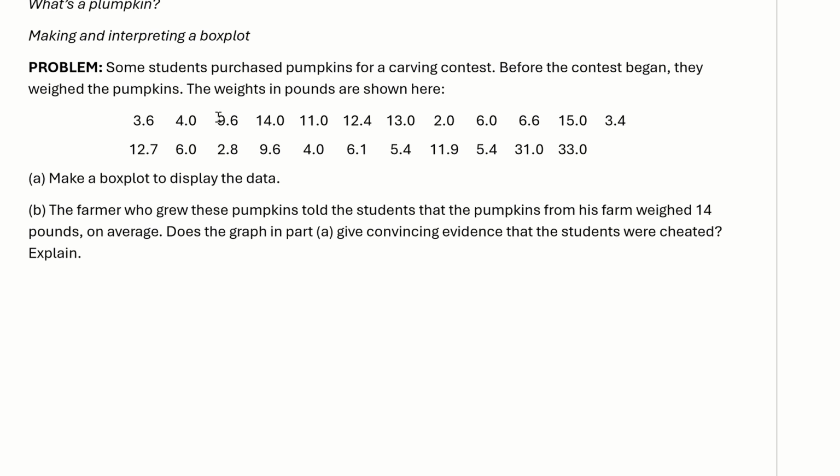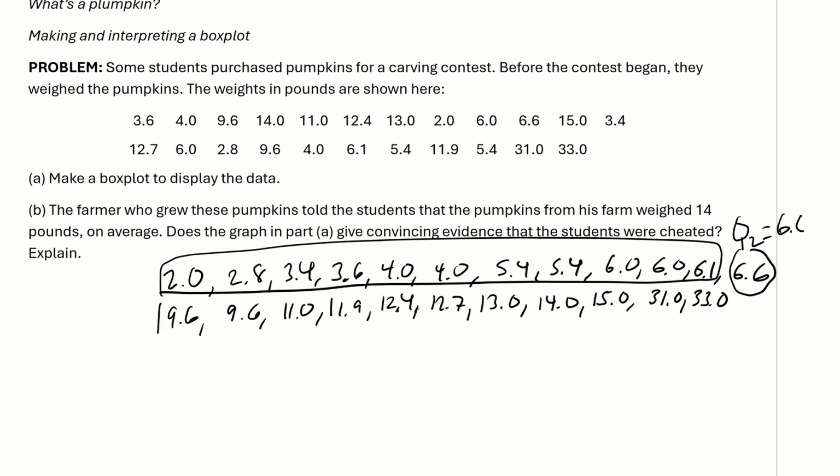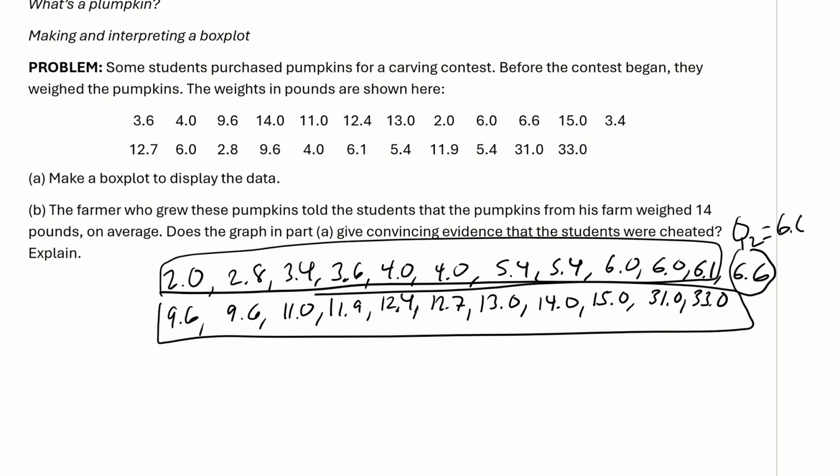So first we gotta put these data in order. So I'll do that real quick. Okay, so I went ahead and put these in order. And you can clearly see that this has to be the median. So the second quartile is 6.6. We got the lower half of the data, and we got the upper half of the data here. And we can identify that this right here has to be my first and the third quartile.